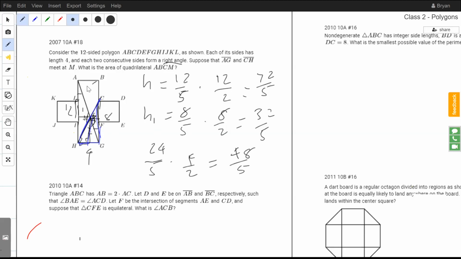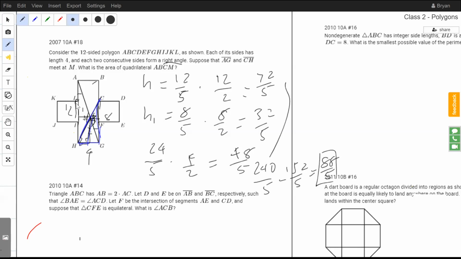So the area of ABCM is going to be 48 minus each of these things. The total of this is 152 over 5, and 48 is just 240 over 5. So we have 240 over 5 minus 152 over 5. It's going to be 88 over 5, and that's the answer.